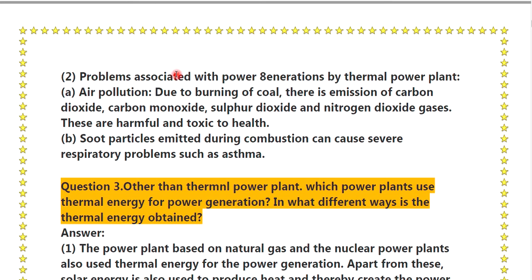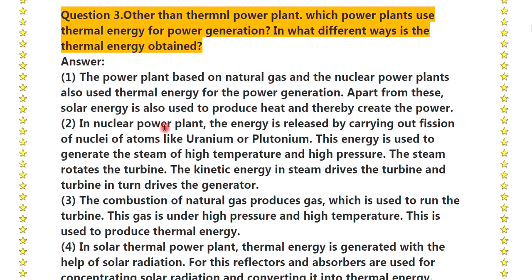Second point, problems associated with the power generation by thermal power plant. A, air pollution due to the burning of the coal. There is the emission of carbon dioxide, carbon monoxide, sulfur dioxide and nitrogen dioxide gases. These are harmful and toxic to health. B, soot particles emitted during the combustion can cause several respiratory problems such as asthma.